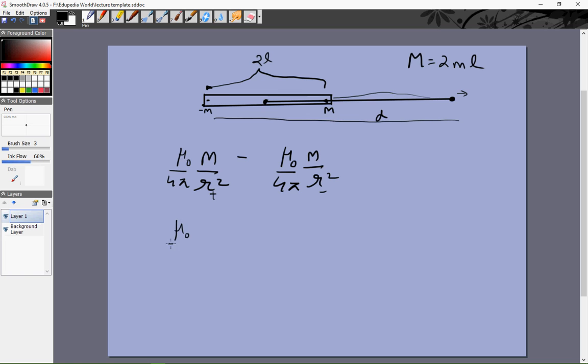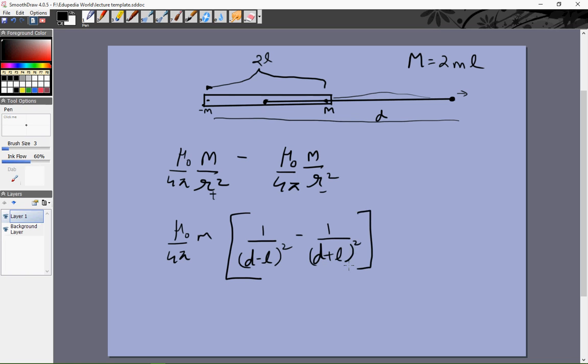So it will be mu naught by 4 pi m, that is common, 1 by r plus square. r plus is d minus l, right? So 1 by d minus l whole square, minus 1 by, now this is d and this is l, so d plus l whole square.